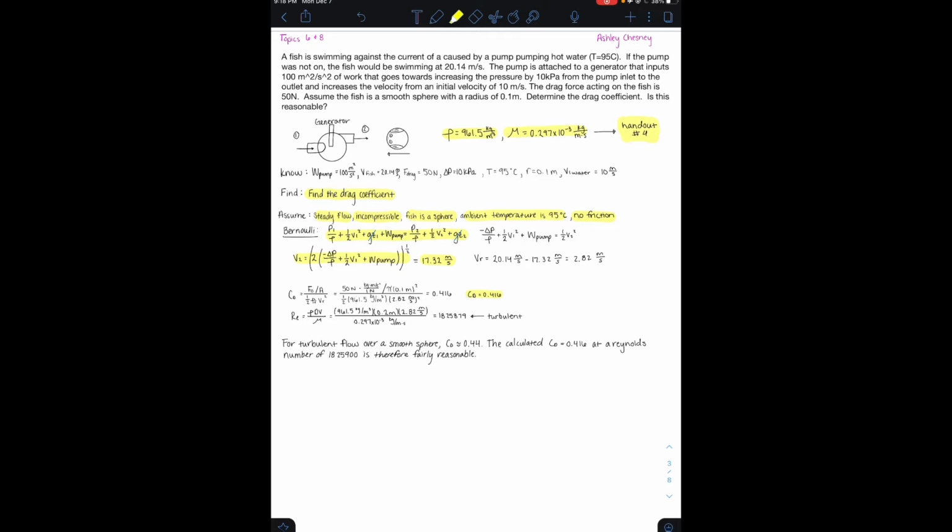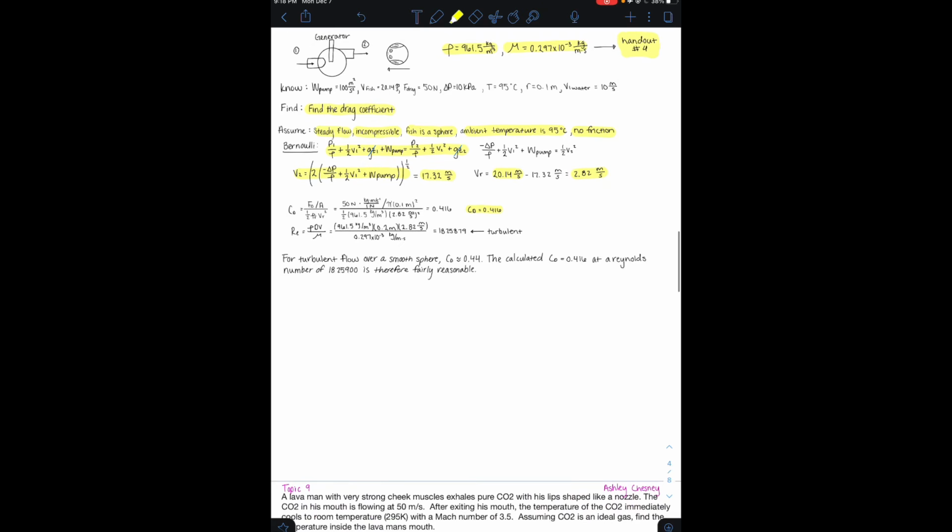And this is the velocity of the water that the fish is swimming directly into. So as given by the problem statement, the fish is swimming at 20.14 meters per second before the pump is turned on, and then that would give us a relative velocity of the fish and the pump of 2.82 meters per second. This value gives us a drag coefficient of 0.416 according to this equation.